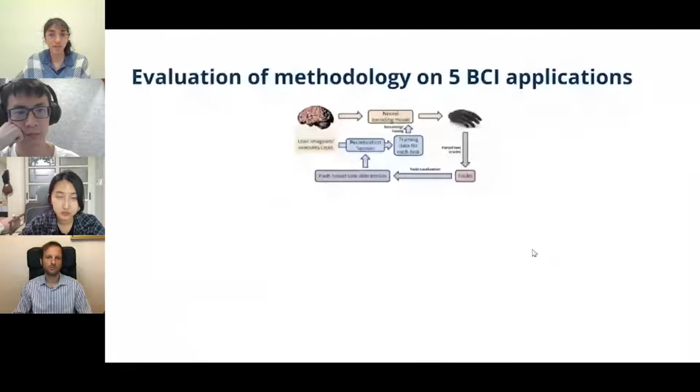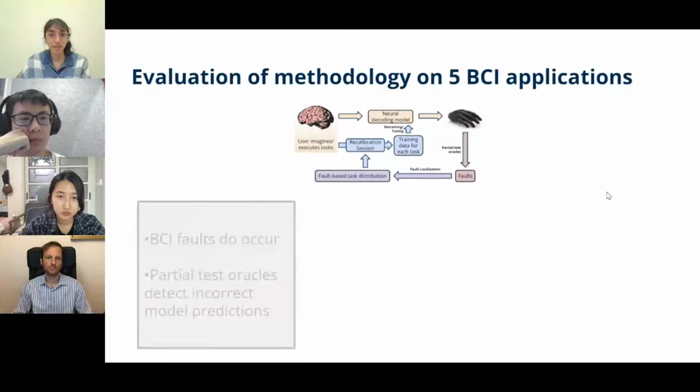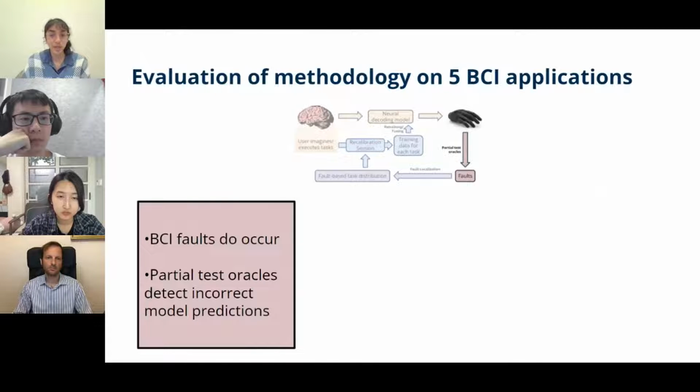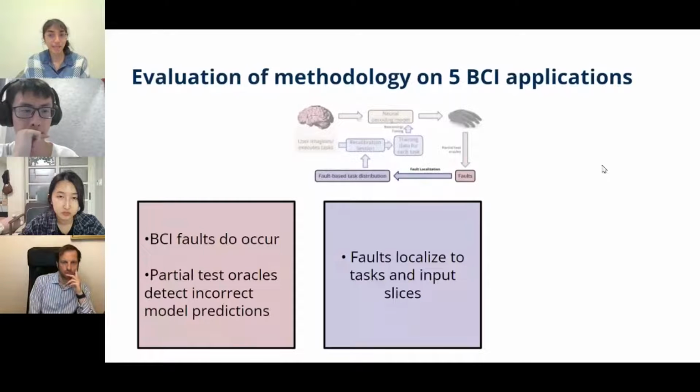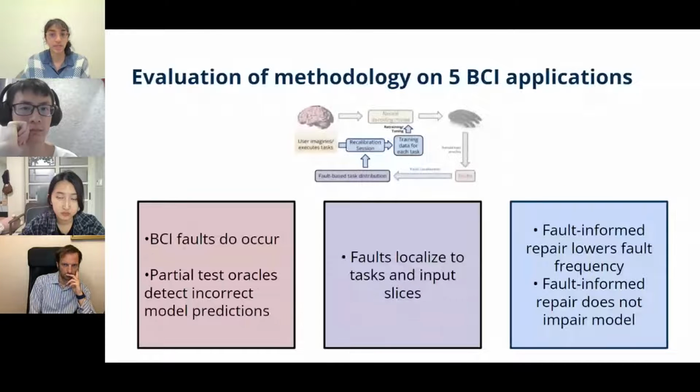We evaluated this methodology on 5 BCI applications, with models trained on open source datasets. The selected BCIs varied in their inputs, outputs, use cases, and neural decoder models. By applying partial test oracles to test BCIs, we found that a non-trivial number of faults do occur, and that partial test oracles detect faults that are indeed incorrect model predictions. We found that these detected faults localize to tasks and input slices. Finally, we found that repairing BCIs by retraining the neural decoding model on training data acquired based on this fault-based task distribution lowers the fault frequency in some applications, and overall does not impair the model performance.